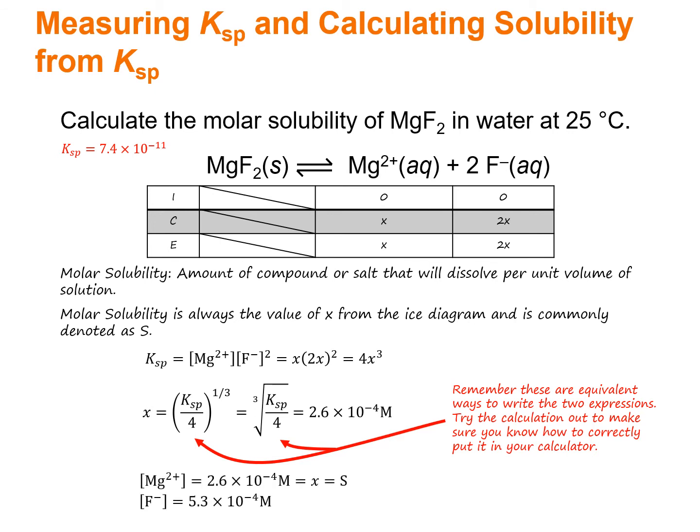If we go ahead and calculate, our x value is 2.6 times 10 to the minus 4, and that also equals our magnesium concentration, and twice that is the fluoride concentration you see below. Remember, x is also commonly referred to as s because it is the molar solubility of this salt. So if I make a solution of magnesium fluoride, I can put in enough magnesium fluoride until I get to a concentration of 2.6 times 10 to the minus 4, and at that point, I'm going to start seeing precipitation.